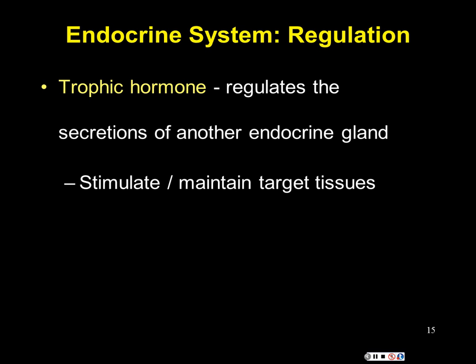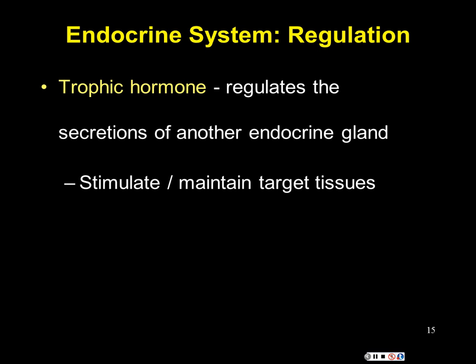Another hormone, another endocrine gland, which does influence hormone secretion. So a tropic hormone comes from an endocrine gland and it targets an endocrine gland. Okay? To regulate the secretion or inhibition of particular hormones at that target.